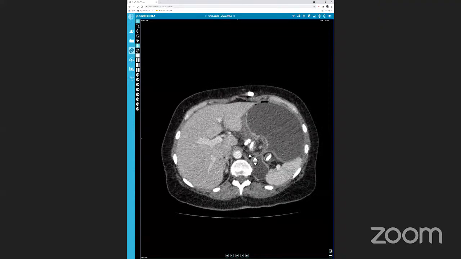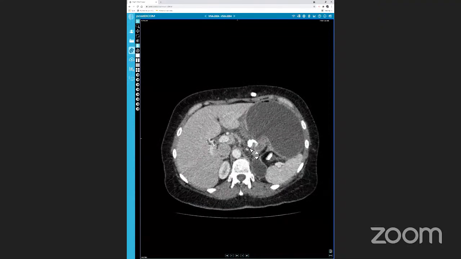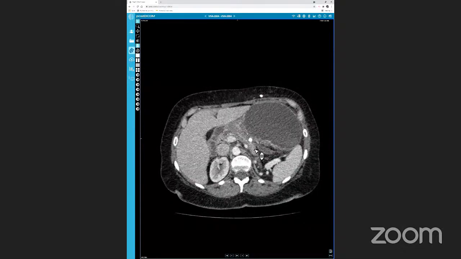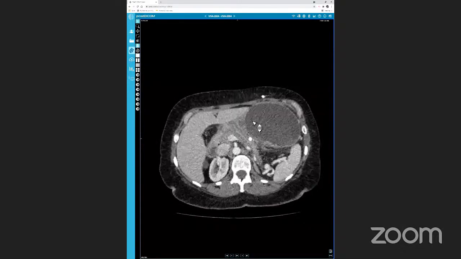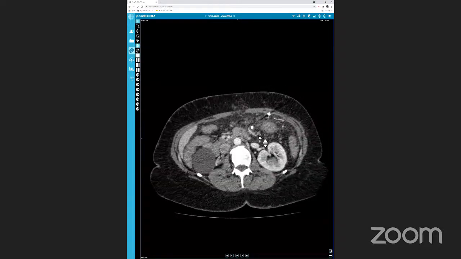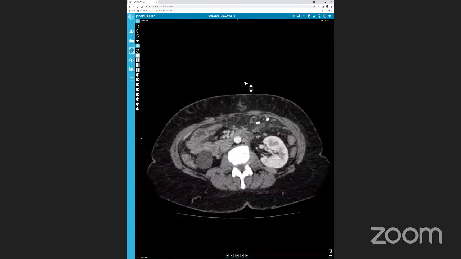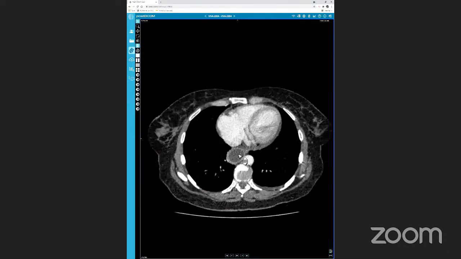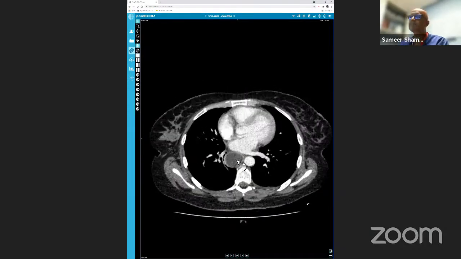Okay, so the esophagus is fluid-filled and dilated. The gastric band is seen in the left upper quadrant, and the stomach distal to the band is distended. Just want to have a look at the GOJ as well. So it looks like it's obstructed, isn't it?